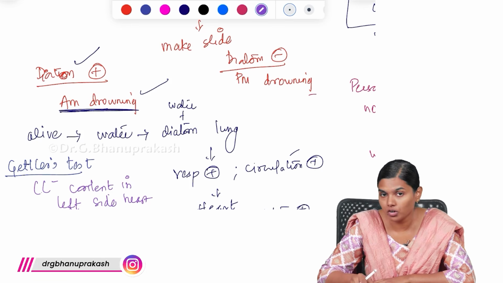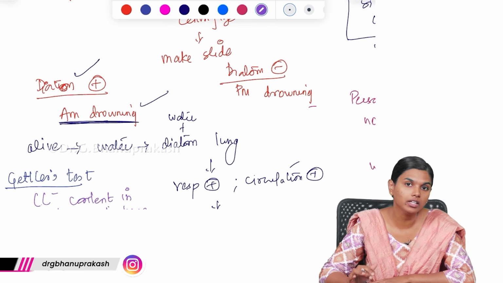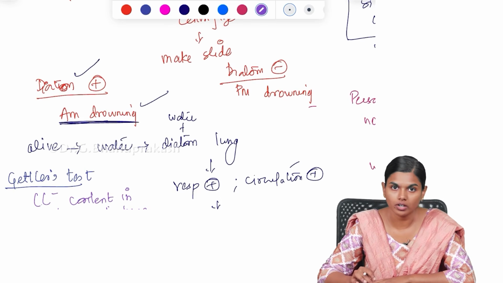And drowning, types of drowning is important, pathophysiology of drowning is also important, and the surest sign of antemortem drowning is very much important. So with this we are concluding this asphyxia topic.